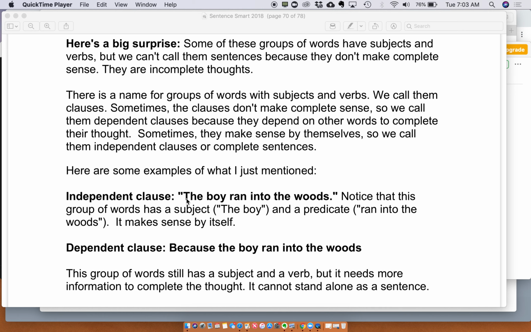An independent clause. The boy ran into the woods. Notice that this group of words has a subject, the boy, and a predicate, ran into the woods. It makes sense by itself. And so we call it a sentence or an independent clause.